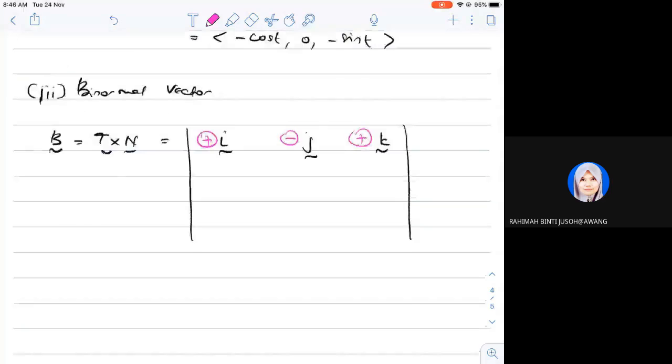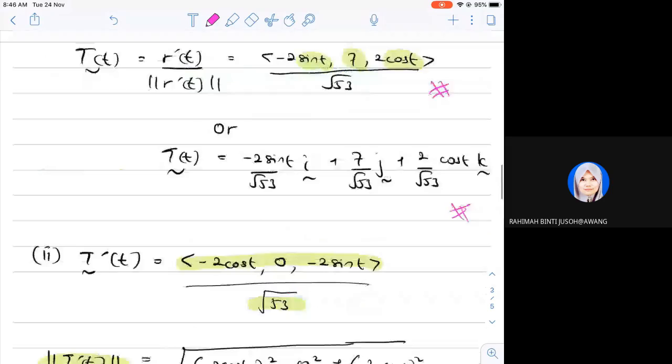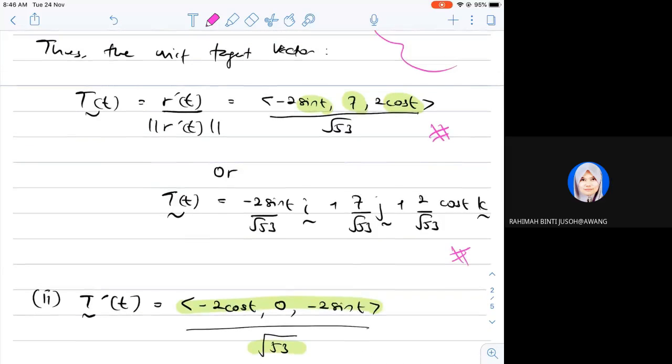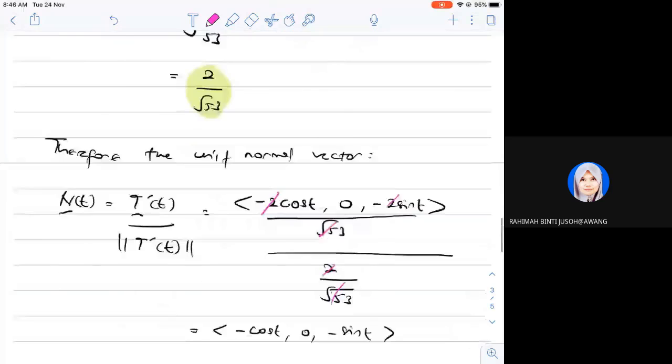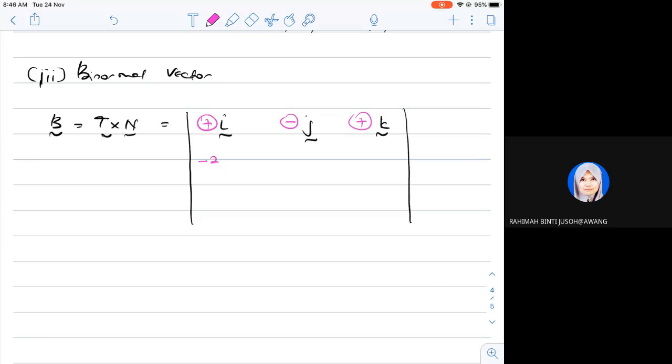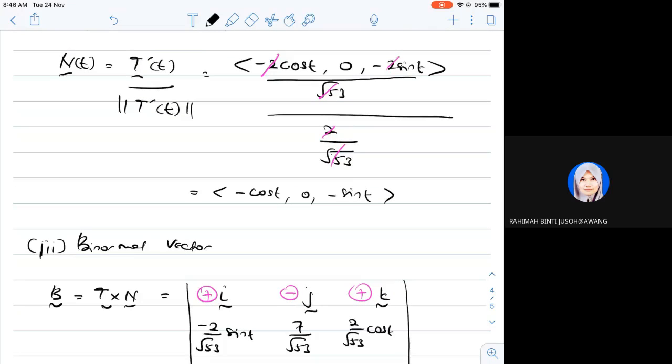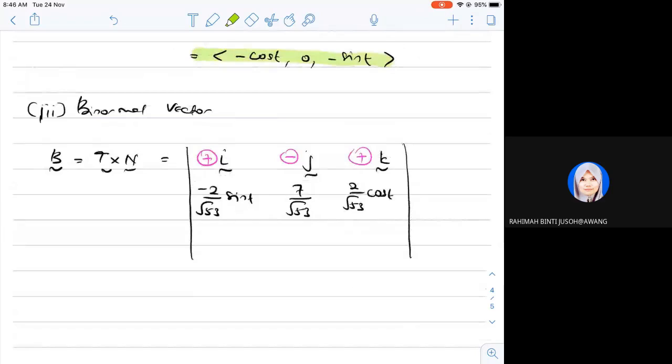Okay, so for the first row should be the unit tangent vector. Where was the unit tangent vector above? Negative 2 sin t over square root 53. And then 7 over square root 53, and then 2 over square root 53 cos t. That is the unit tangent vector. And then the unit normal vector, we have this, negative cos t, 0, negative sin t.